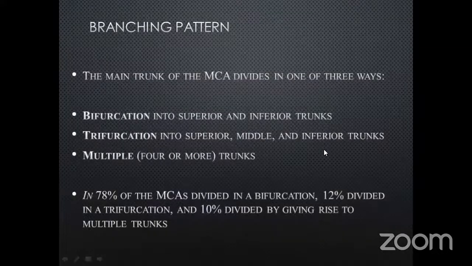So the main trunk of the MCA divides in one of three ways: either it bifurcates into superior and inferior trunks, or there is trifurcation into superior, middle, and inferior trunks, or there can be multiple trunks. In 78% the MCA divides in a bifurcation, 12% divide in a trifurcation pattern, and then 10% divide by giving rise to multiple trunks.